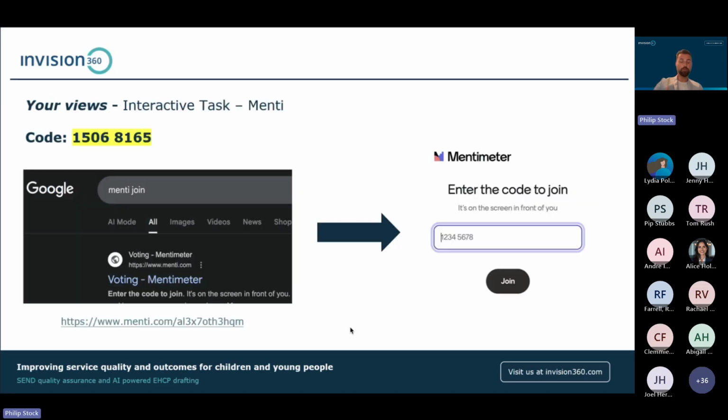Okay, I'm going to get some of your views here, and you'll be able to see the responses live on screen. What you need to do is type Menti into Google, Safari, into the internet. If you type in Menti and join, you'll see the top link is for voting. If you click that, it will ask you to enter a code. The code is on screen currently. So pop in Menti, M-E-N-T-I, into a phone, your desktop, your laptop, hit the voting, and then the code you need is on screen, and that's 1506-8165. Lydia, could you pop that code in the chat for me as well?